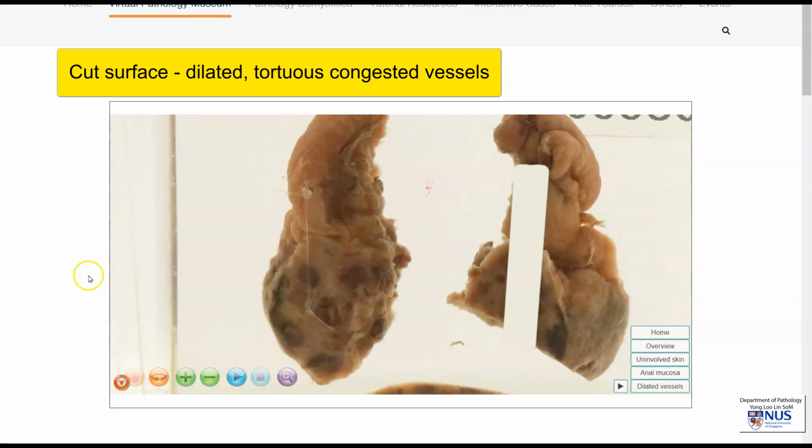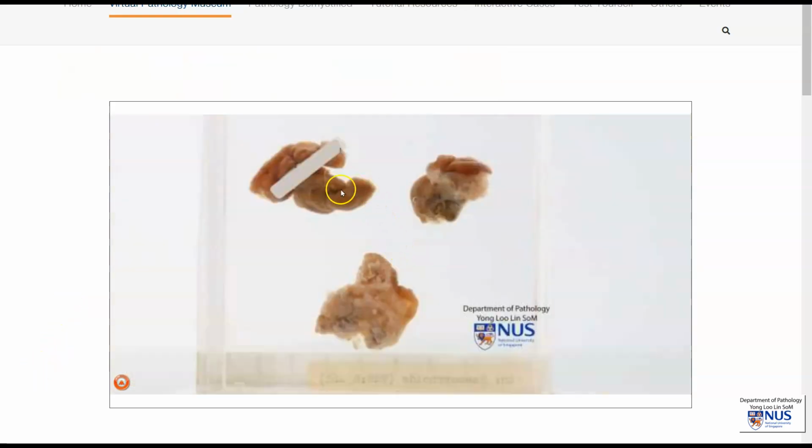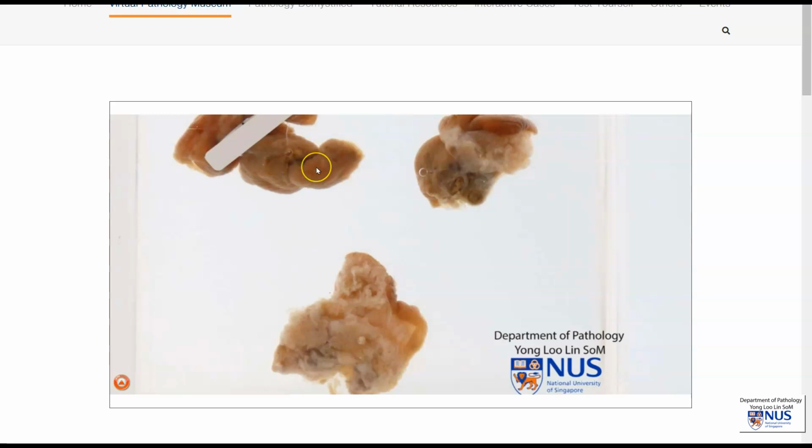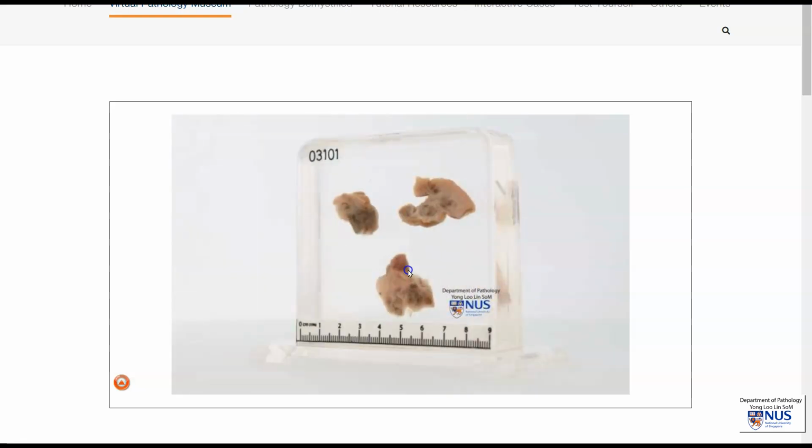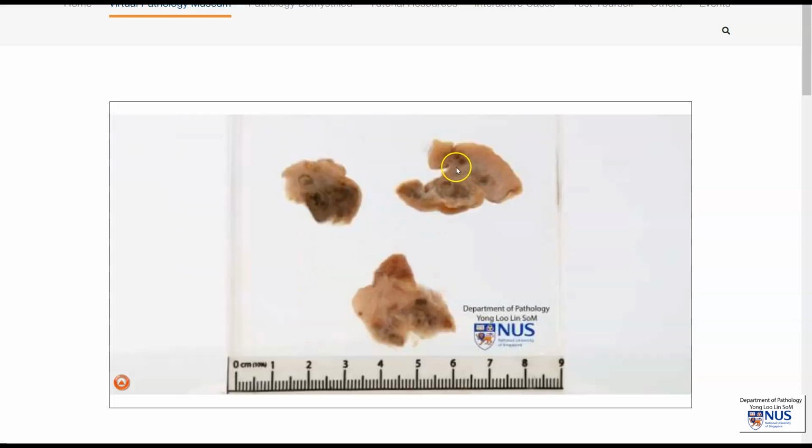Let's look at one other example. Here is another example, and again we can see the overlying mucosa and the polypoid configuration. And if we turn this around, we can appreciate the presence of these dilated blood vessels on the cut surface.